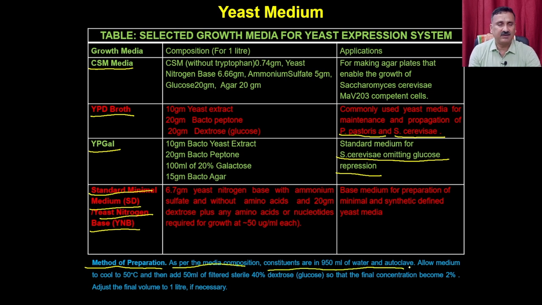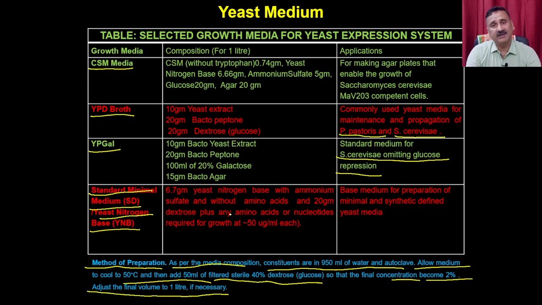added in 900 ml of water and autoclaved. Then you allow the medium to cool down, and then you add 50 ml of filter sterile 40% glucose, so that the final concentration will become 2%, and adjust the final volume to 1 liter if necessary. So this is about the yeast media.